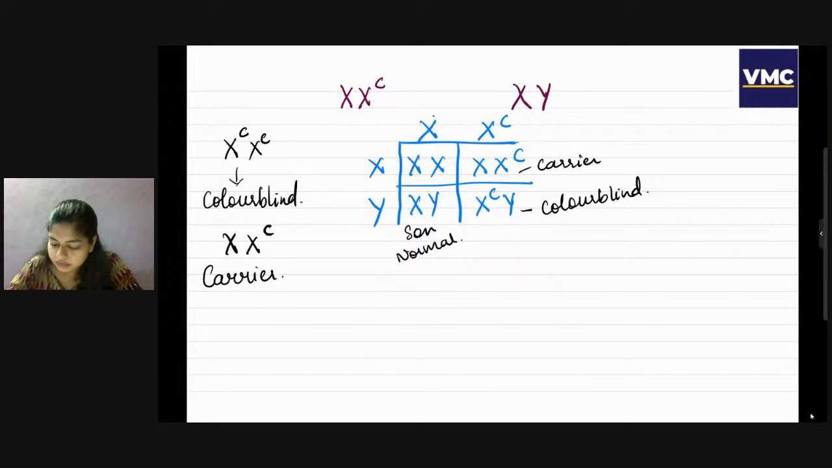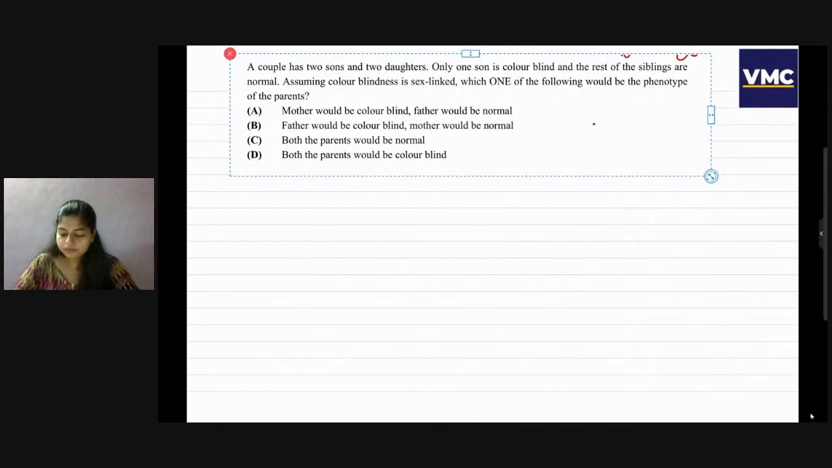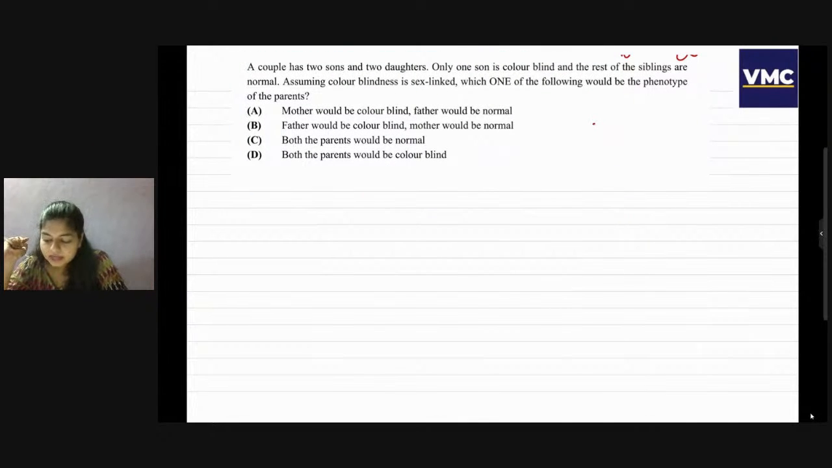So there is a question with regard to this. We have a question on the same topic. A couple has 2 sons and 2 daughters. Only one son is colorblind and the rest of the siblings are normal. Assuming colorblindness is sex-linked, which one of the following would be the phenotype of the parents? You have to do the cross and see. What will be the answer?